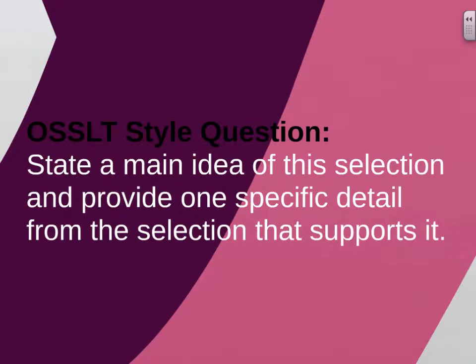Okay, when you get to the grade 10 literacy test, you will be asked to summarize a text. However, the question is going to look a little bit different. So go ahead and read what's on the screen. In an OSSLT style summary question, it usually reads something like this. State a main idea of this selection and provide one specific detail from the selection that supports it.